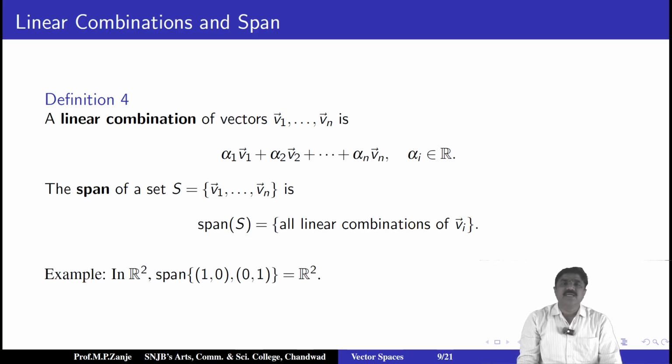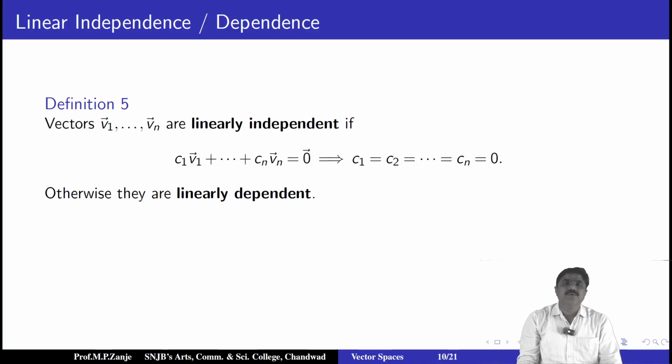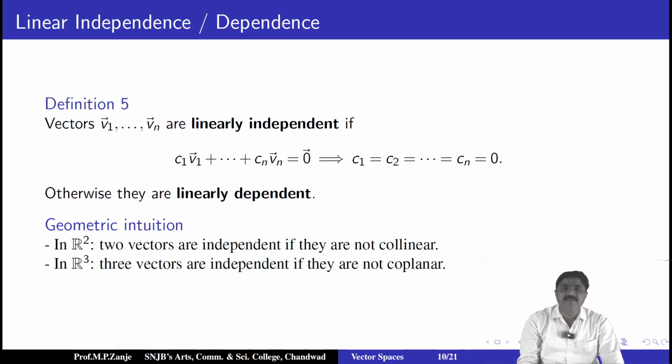In R square, (1, 0) and (0, 1) are the standard basis for R square, and they span R square. Now linearly independent vectors: v1, v2, ..., vn are linearly independent if the scalars c1, c2, up to cn must all be 0, otherwise they are linearly dependent. This is the definition of linear independence. In matrix determinant notation also, if the determinant is equal to 0, then the set is linearly dependent, otherwise it is linearly independent, determinant not equal to 0.